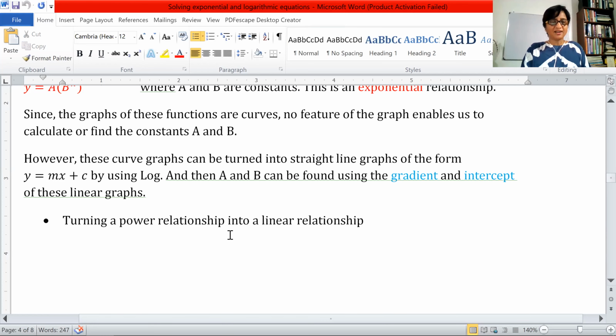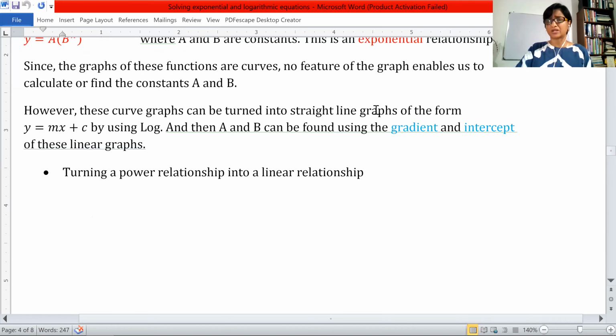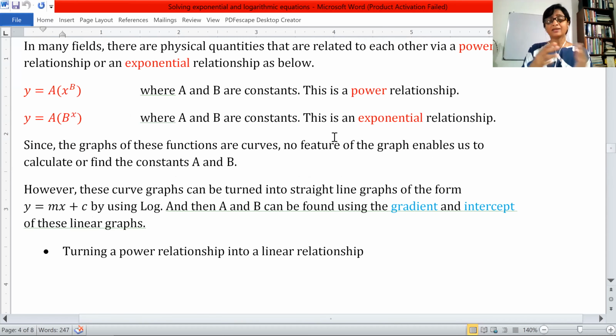Right, so we started the first, I said 2 types of relationships, curvy relationships. Curvy is not a very mathematical word. If I say non-linear, that means a relationship between X and Y that graphically is a curve. I said that 2 types of non-linear relationships we can turn into linear relationships. What's the whole point of doing that? That enables us to find the unknowns in your relationship.